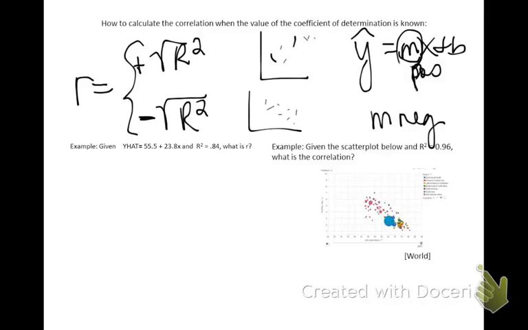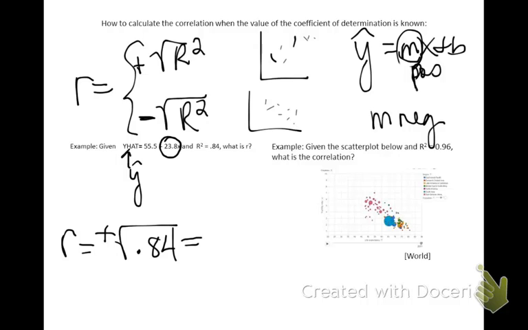Let's go through a couple of examples. I couldn't get the symbol y hat to copy into here, but remember that this should read y hat like this. Y hat equals 55.5 plus 23.8x, and the coefficient of determination is 0.84. What is the correlation? We know that we'll take the square root of r squared. Now the question is, should we keep the positive root or the negative root? Since the slope, 23.8, is positive, we'll keep this as a positive root. And we now know that the correlation value is 0.917.